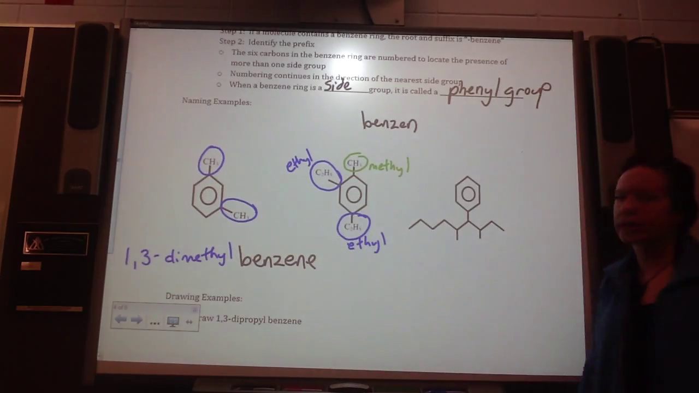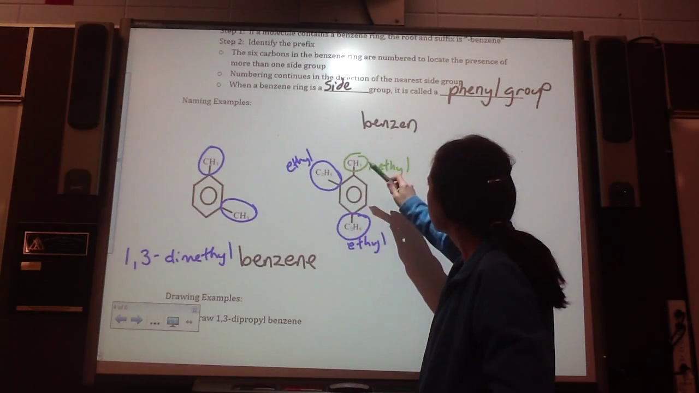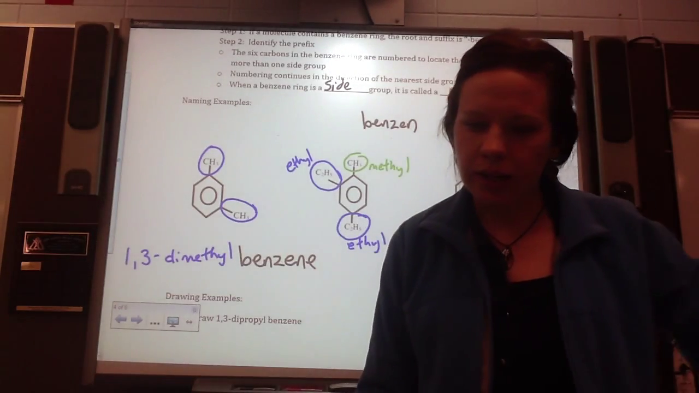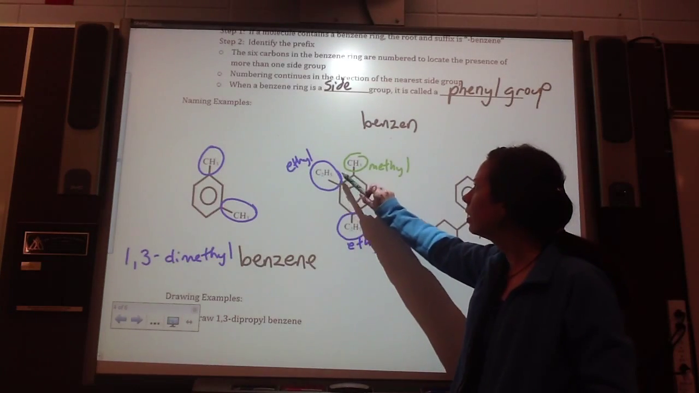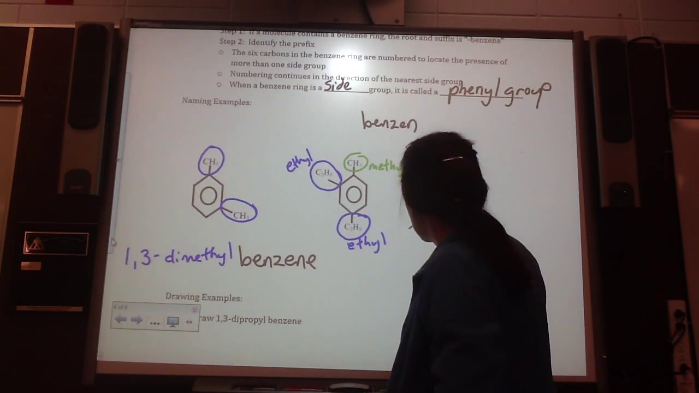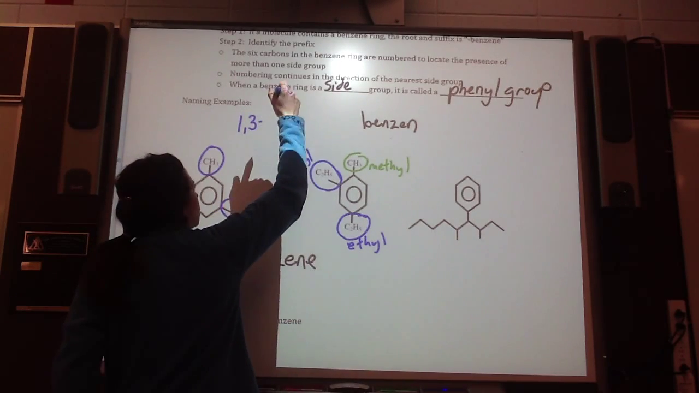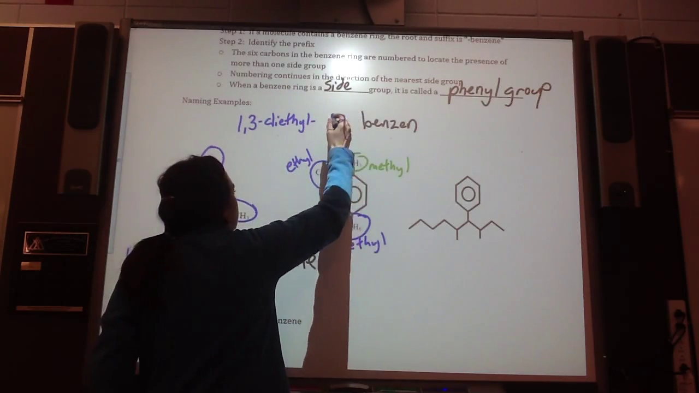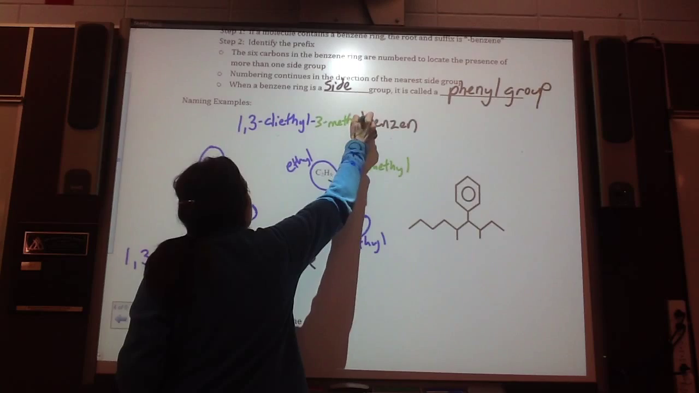Okay, so I need the smallest numbering possible. So say we start here, 1, 2, 3, 4. Okay, that could work. So what I'm going to do is make the ethyl, this is 1, 2, 3, 4, because the ethyl is the first one written, so it's going to get the priority numbers. So 1, 2, 3-diethyl-3-methylbenzene.